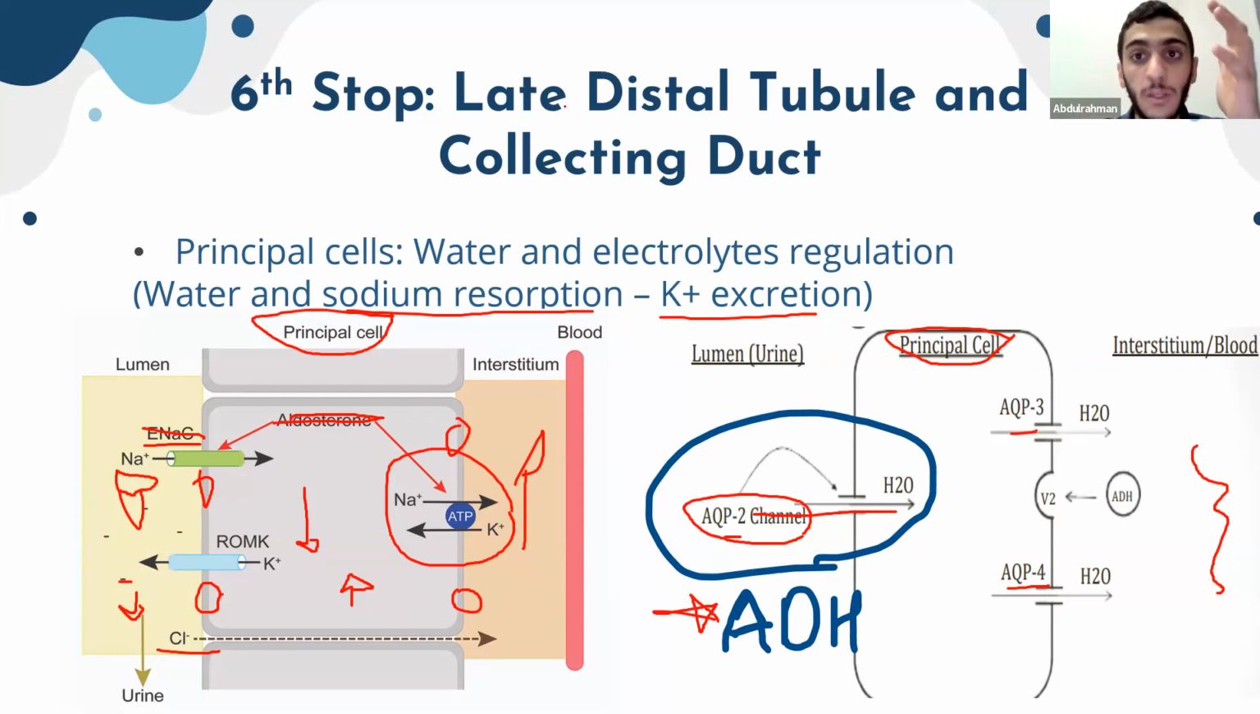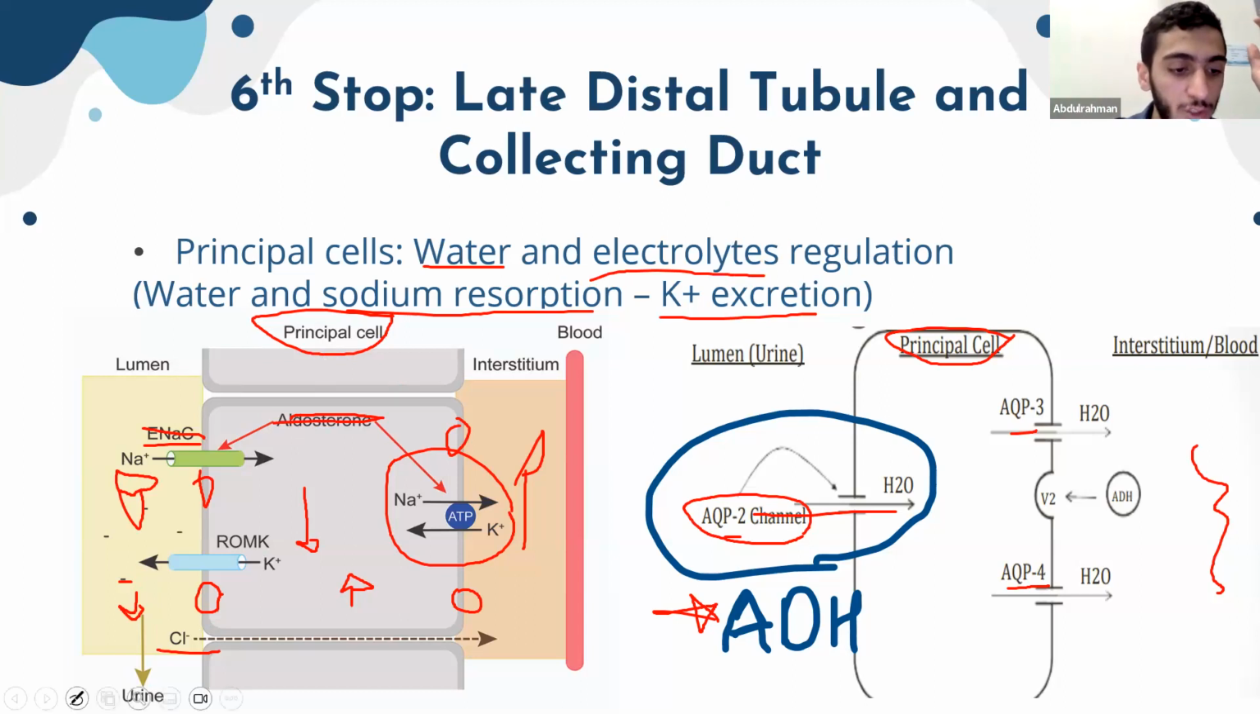So what is the main or important thing here for us? It is the water and the sodium. Not just sodium, but electrolytes in general. So the principal cell is regulating the water and the electrolytes. Let's start with the first part, the electrolytes.